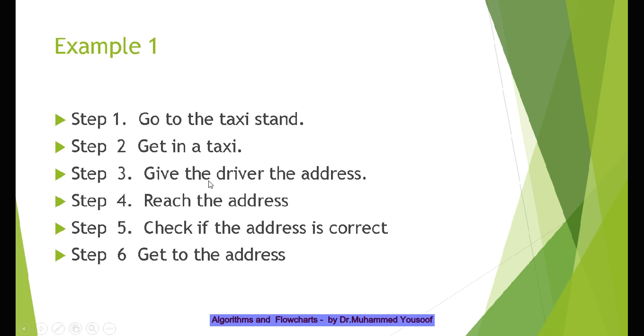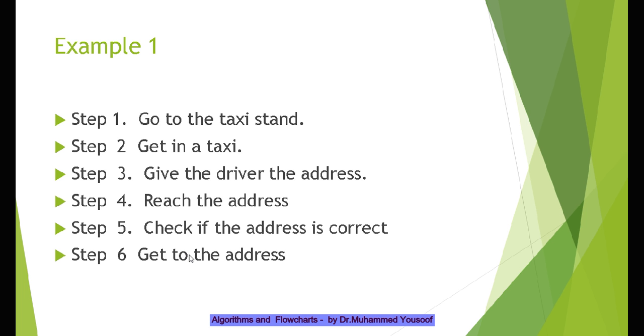So the driver will drive you and reach the address. You check for yourself whether you have reached the correct address or not. Then you go to the house after paying the money. So this is actually a step-by-step approach to reach somebody's house using a taxi. It is not a one-step process. If I want to go to somebody's house by taking a taxi, I have to follow certain steps.